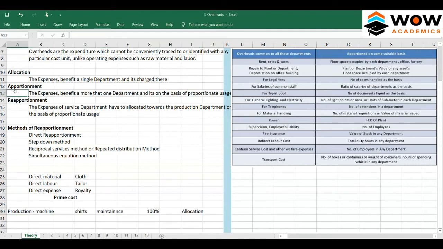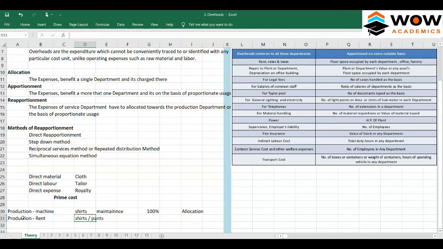There's something called apportionment. What is apportionment? So for example, in the same production, we might be incurring some rent. And there are two machines in that rented place. One machine manufactures shirts and the other machine manufactures pants.